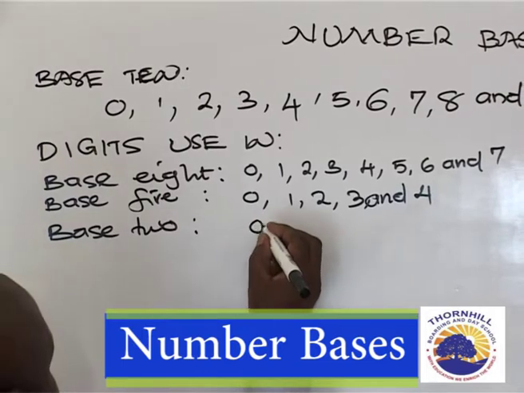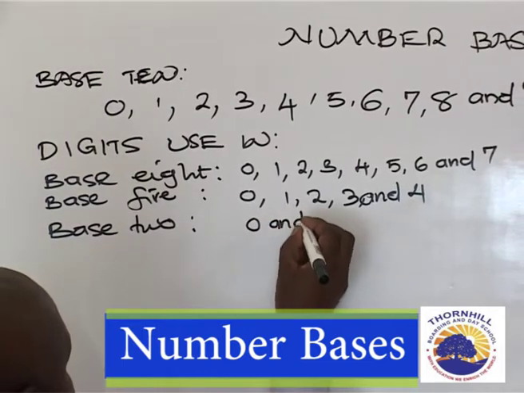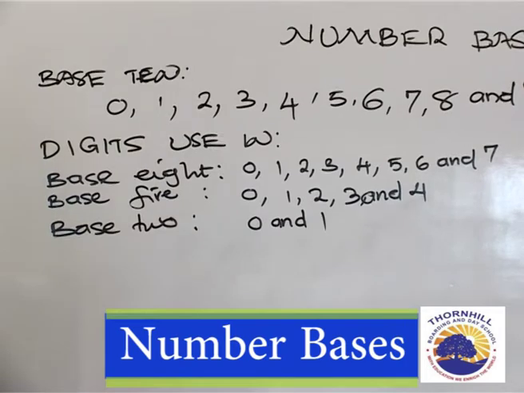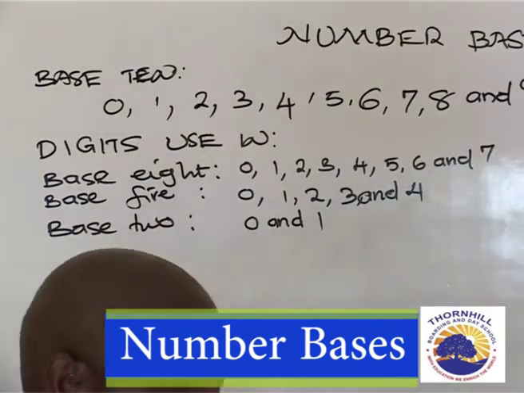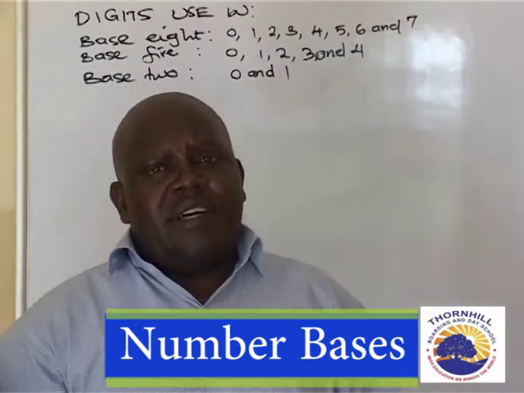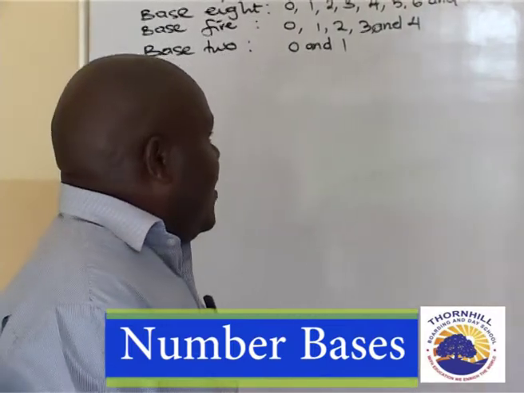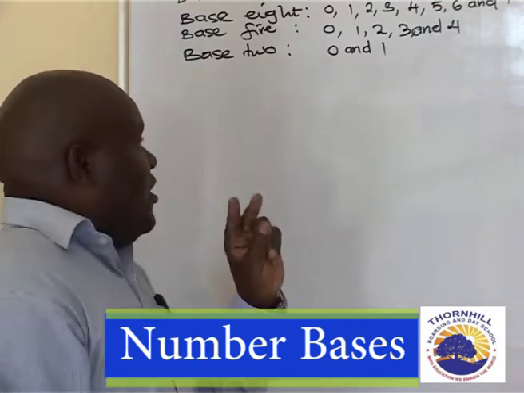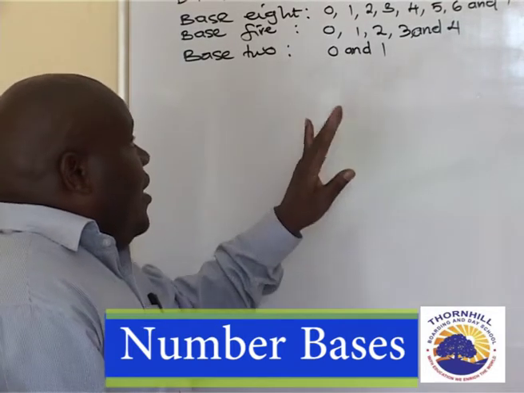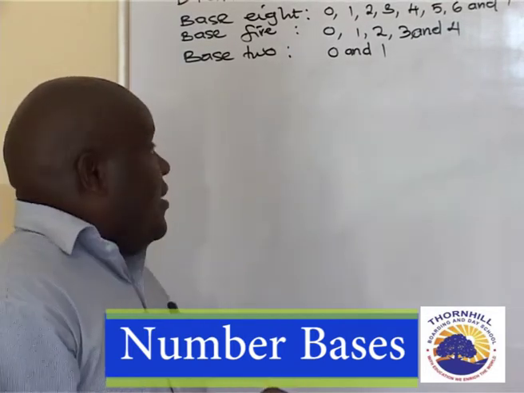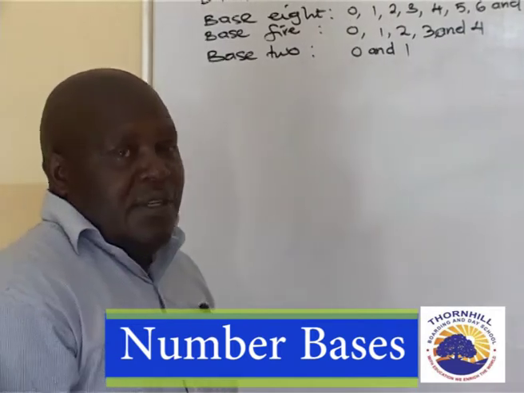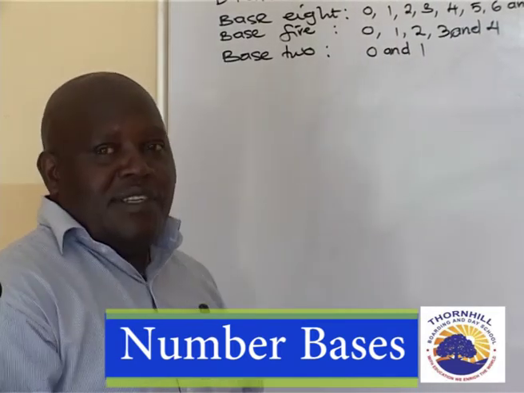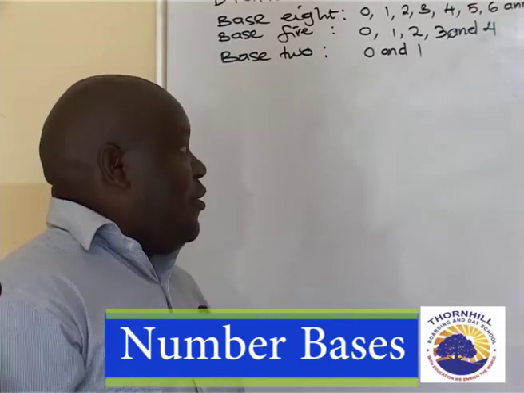Base 2, we only have 2 digits. That is 0 and 1. And base 2 is sometimes referred to as the binary system. Why is it called the binary system? It is called the binary system because it only uses 2 digits, that is 0 and 1. The word bi means 2. You've seen the bicycle, it's called a bicycle because it has only 2 wheels.